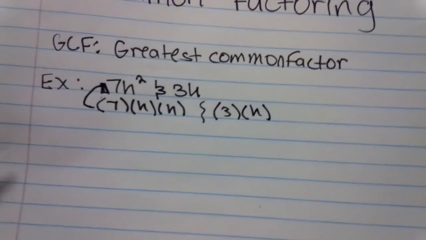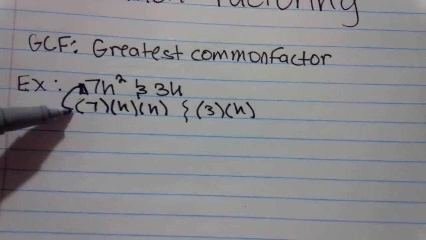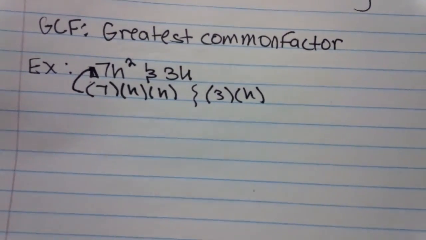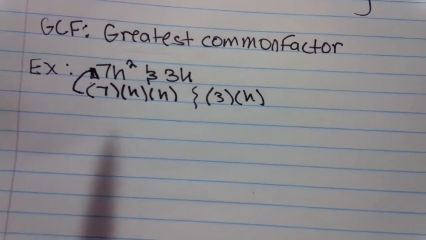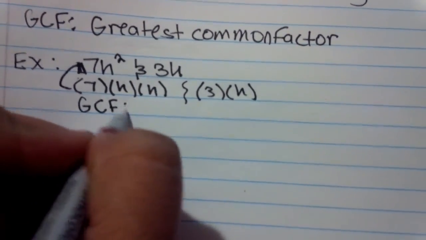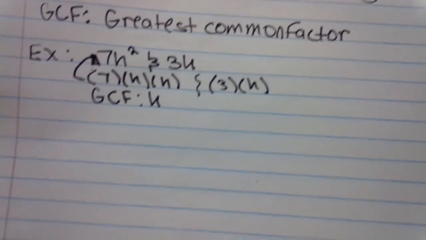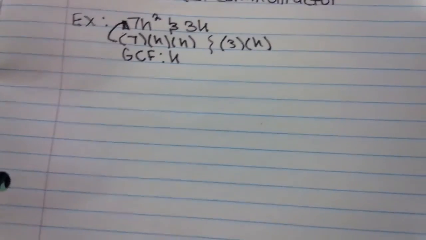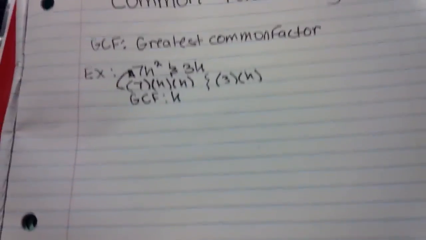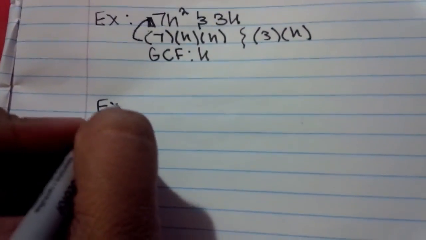So greatest common factor is basically finding what factor is the biggest between these two. What's common? h. Is there anything else that is common between these two? No. So we know that our GCF is h. That's basically it. Now we're going to be factoring out the greatest common factor. So let's do an example and I'll explain what I mean.